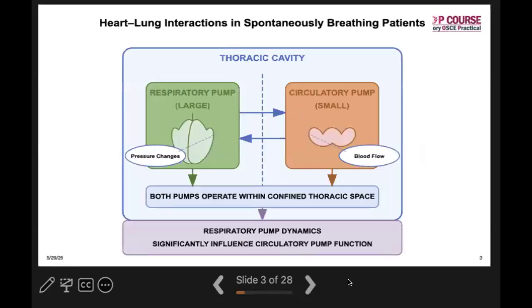You can see here, the thorax is a shared cavity between the large respiratory pump and a small circulatory pump. So these pumps operate within a confined space called the thoracic space. And whenever there is a change in the pressure dynamics of one system, it is definitely going to affect the other system.